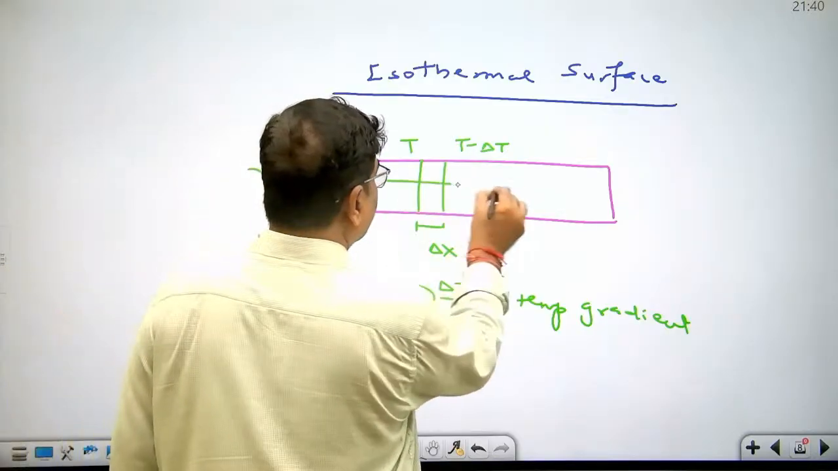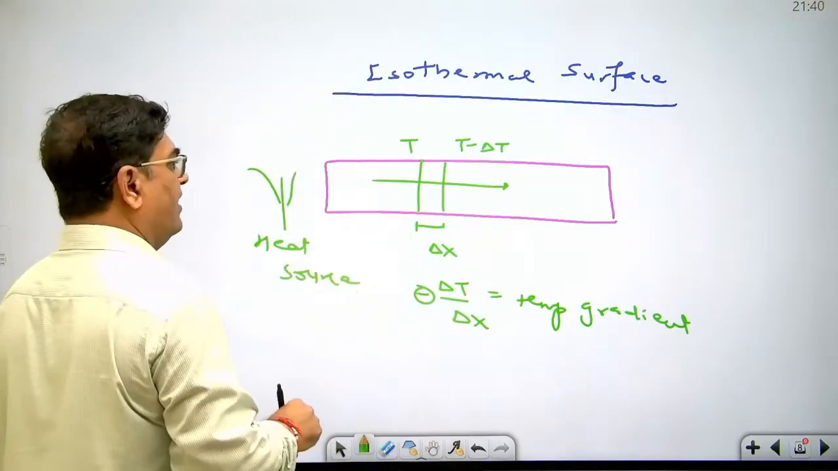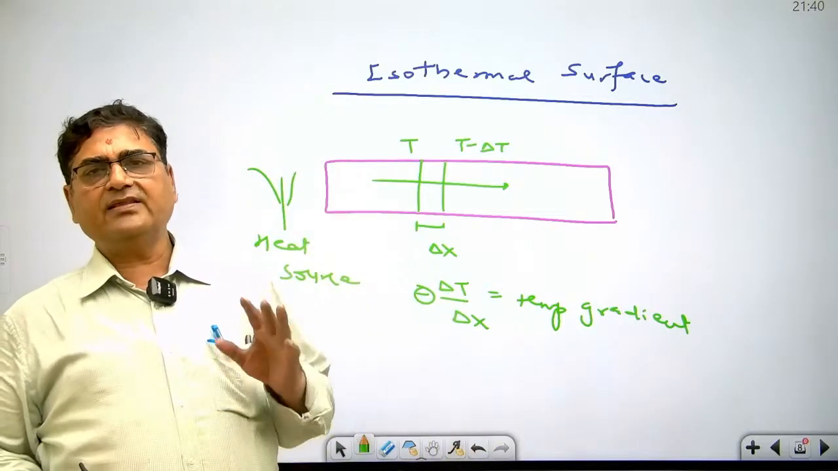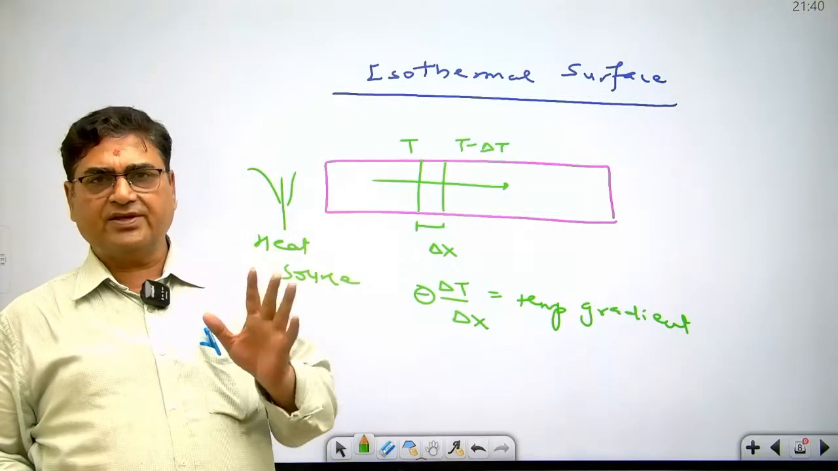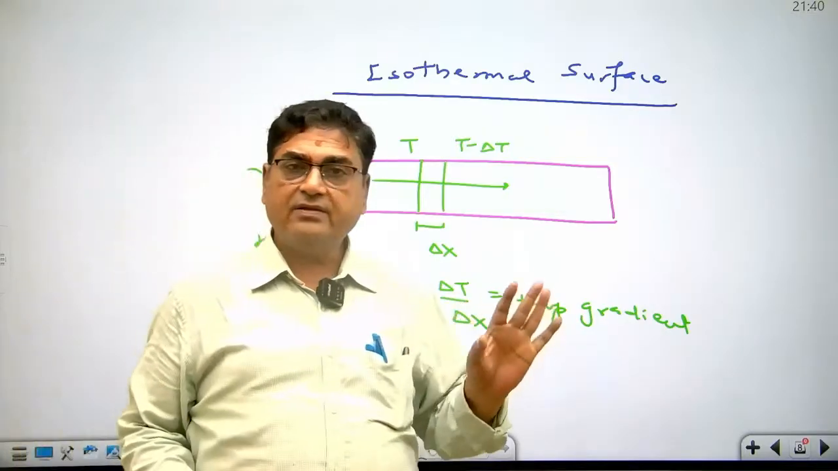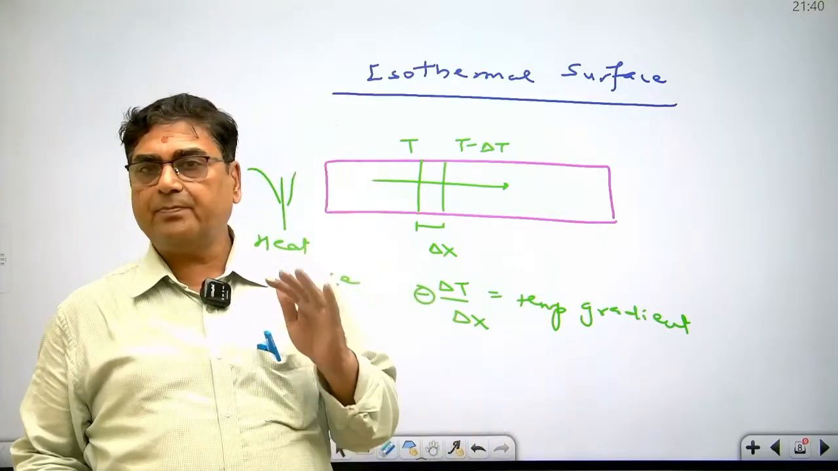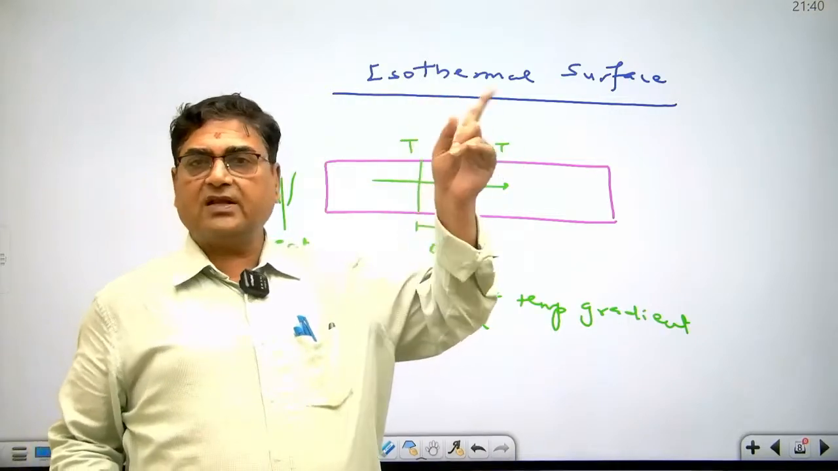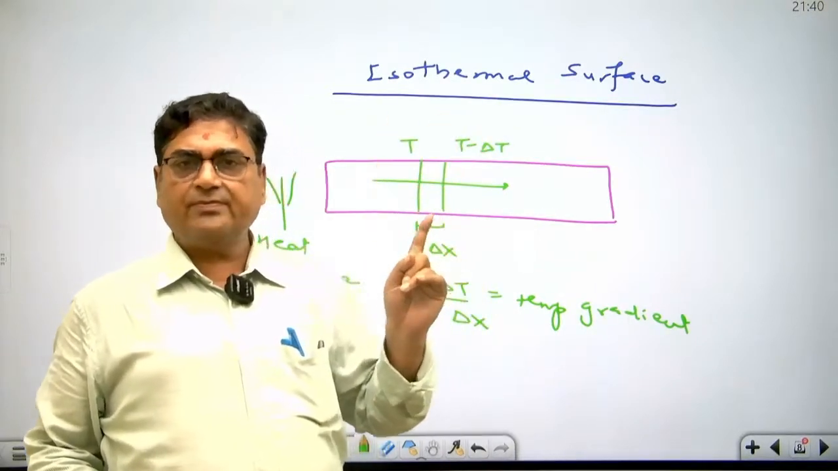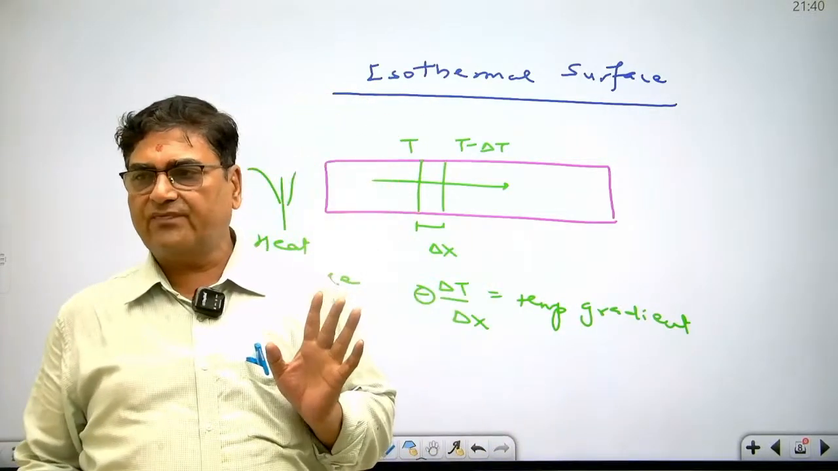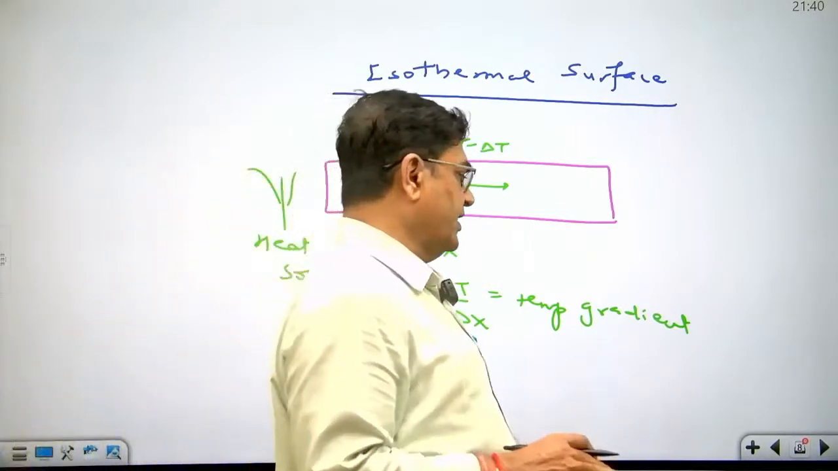Heat always flows normal to the isothermal surface, and in the direction of heat flow, temperature decreases. Okay, so everything is clear. Temperature gradient: loss in temperature per unit length in the direction of heat flow. Isothermal surface: the surface at which temperature remains constant. The direction of heat flow always remains normal to the isothermal surface. These are some important terms.